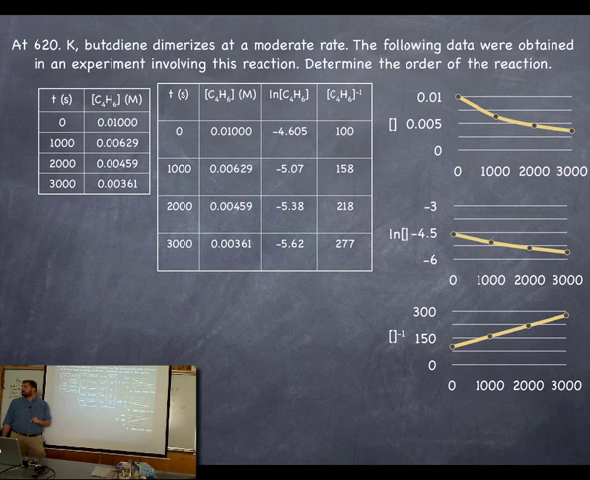You take these concentrations, take 1 divided by them, invert them. Or to the negative 1 power, same thing.